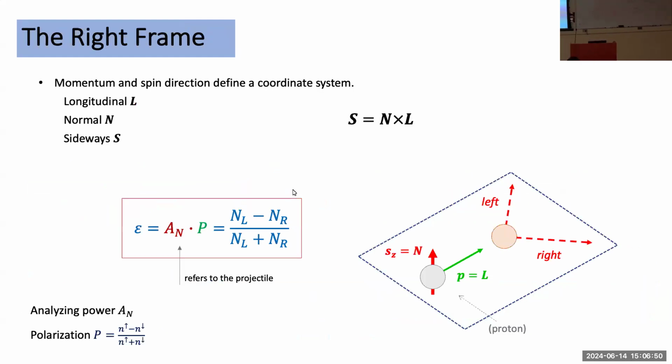Now, the correct frame to describe that is usually a right-handed coordinate system. So you have longitudinal, normal n, and sideways s, and this plane is the scattering plane. So it's like a left-right detector. You have a certain polarization in the beam. You have a God-given parameter that tells you, okay, this is the so-called analyzing power, and then you measure an asymmetry in your detector system. And this asymmetry is the left minus the right over the sum. Fine.